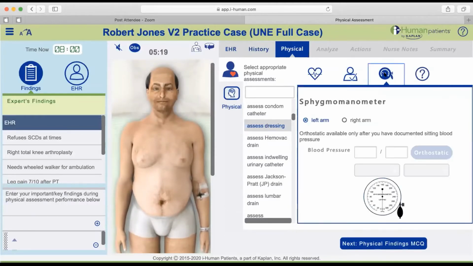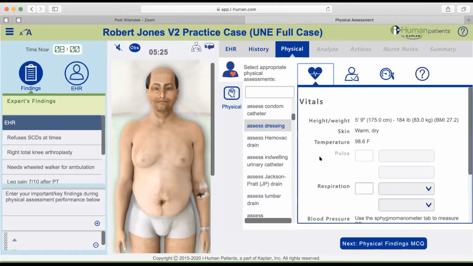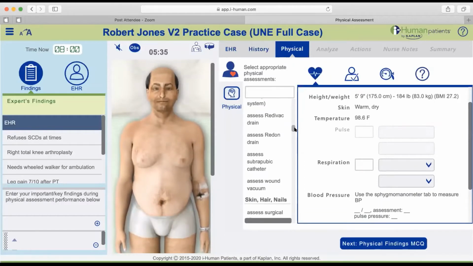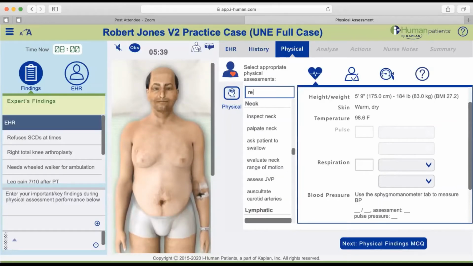They're asked to select or check his blood pressure. They're asked to get vital signs in terms of temp and respiration. If I wanted respiration, we can move further down, or let's do this. I'm going to check his lungs.